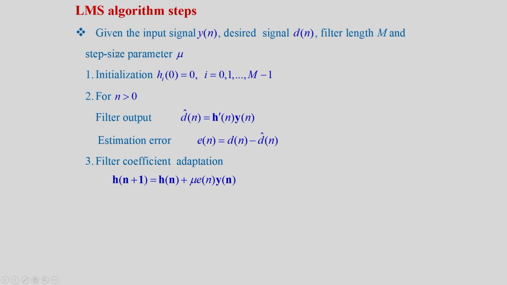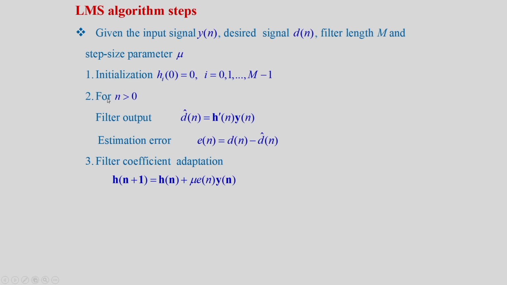We can give the steps of LMS filter. Given the input signal yn, the desired signal dn, the filter length m, and the step size parameter mu. These are the input to the algorithm. Initialization hi0 is equal to 0 for I is equal to 0 up to m minus 1. All the filter coefficients are initialized to 0.